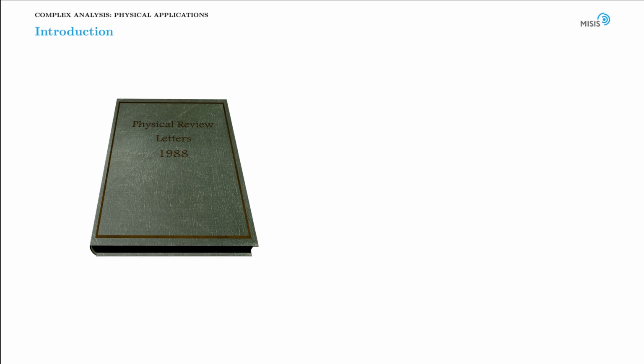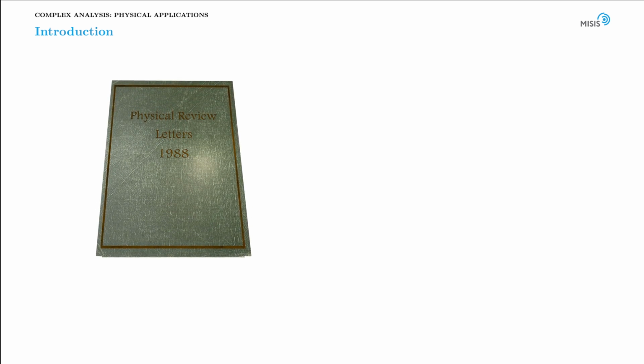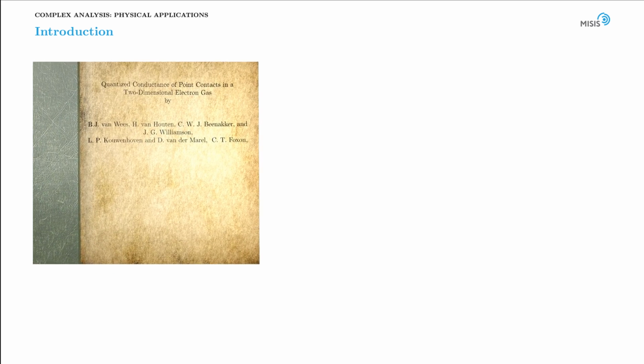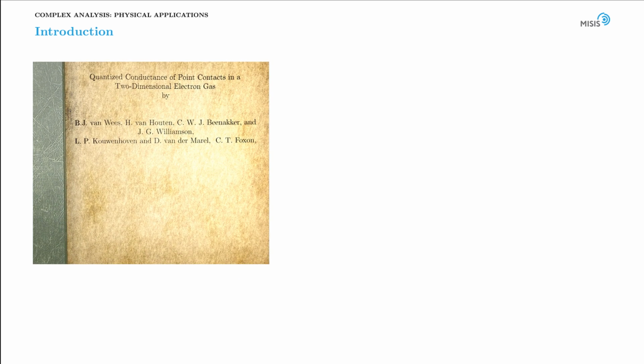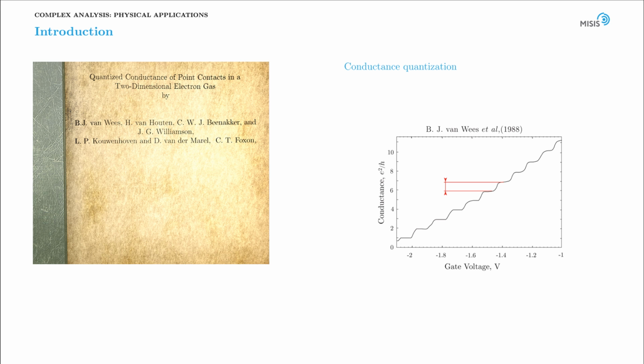So we go back to 1988, open an ancient Phys. Rev. Letters, and here is the paper we are looking for: "Quantized conductance of point contacts in a two-dimensional electron gas" by van Wees and the rest. The group from Holland was exploring experimentally the conductance of the quantum point contact and discovered that under certain conditions the conductance forms a quantum staircase as a function of the gate voltage.